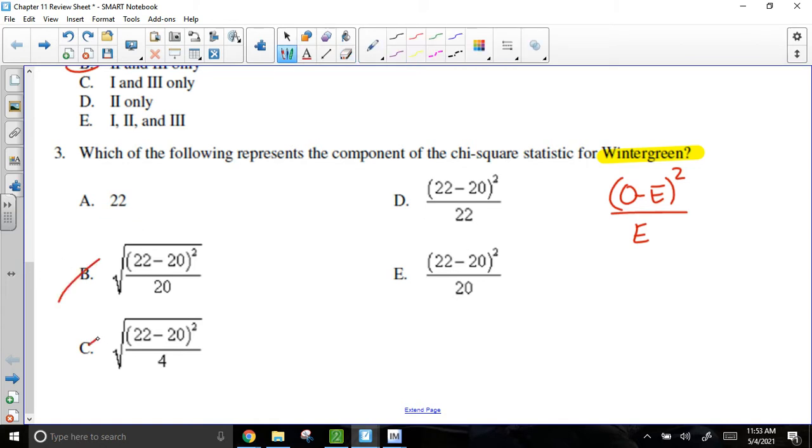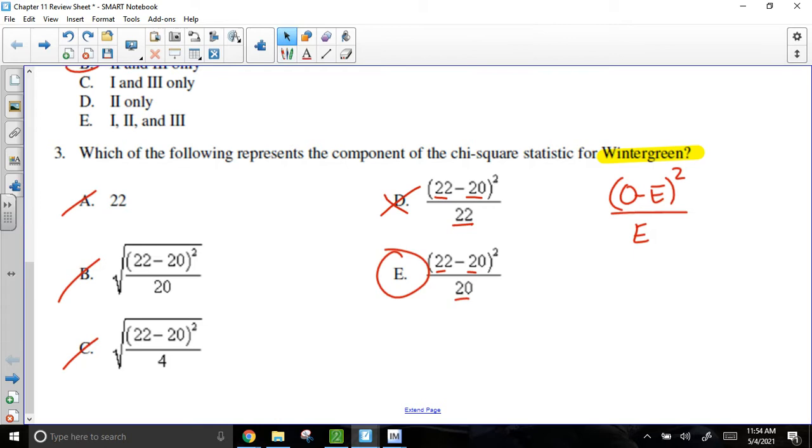It has nothing to do with square roots. It has nothing to do with the actual count because that's the observed count. So observed minus expected, squared, divided by expected. Do these two numbers match? No. So this can't be the answer. Observed minus expected, squared, divided by expected. It looks like E is the correct option for that one.